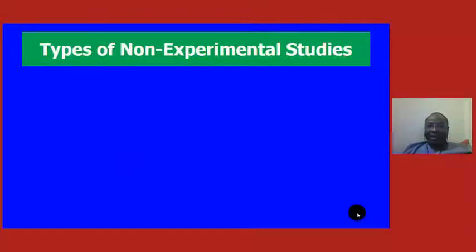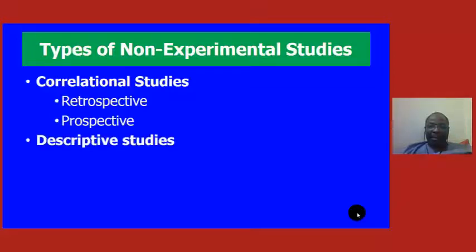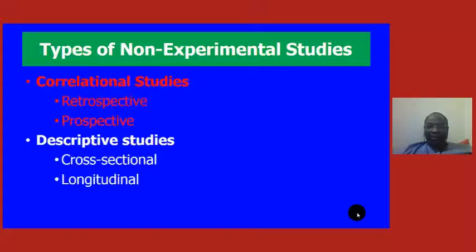What are the types of non-experimental studies? They include correlational studies, whether of the retrospective or prospective types. The second group in non-experimental studies is descriptive studies, and this includes cross-sectional and longitudinal types. Correlational studies.